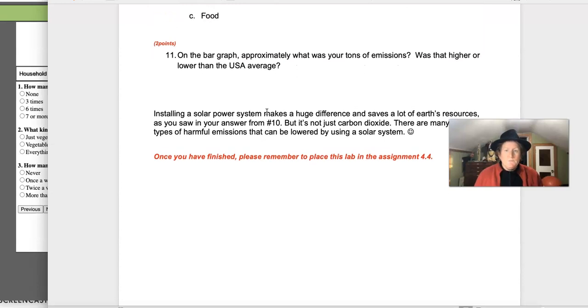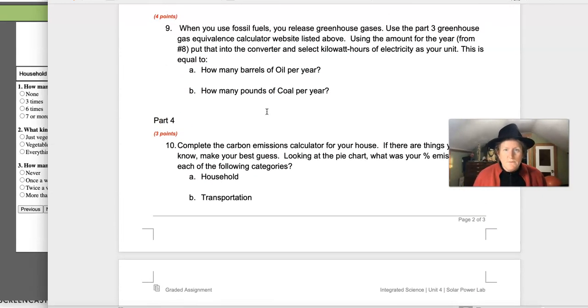So once you're finished, make sure you turn this lab in for 4.1.